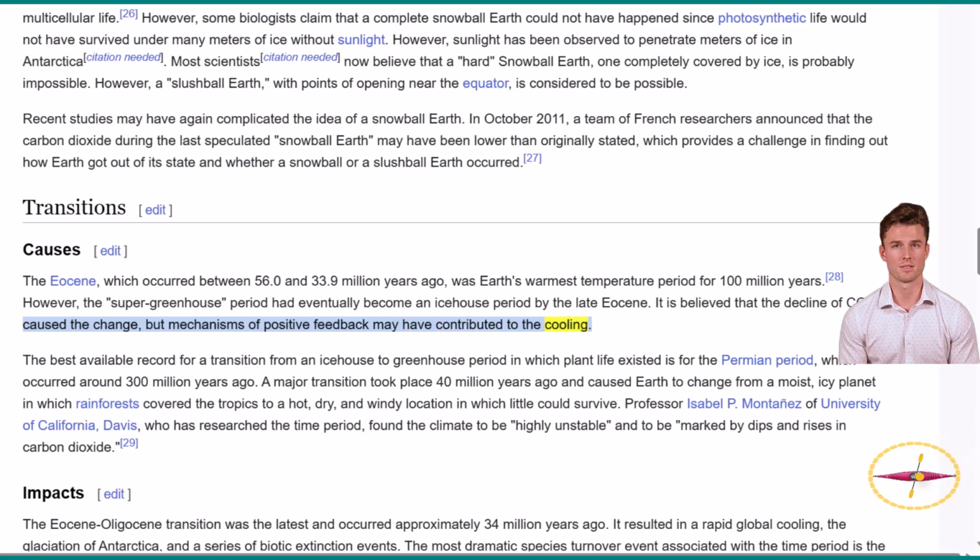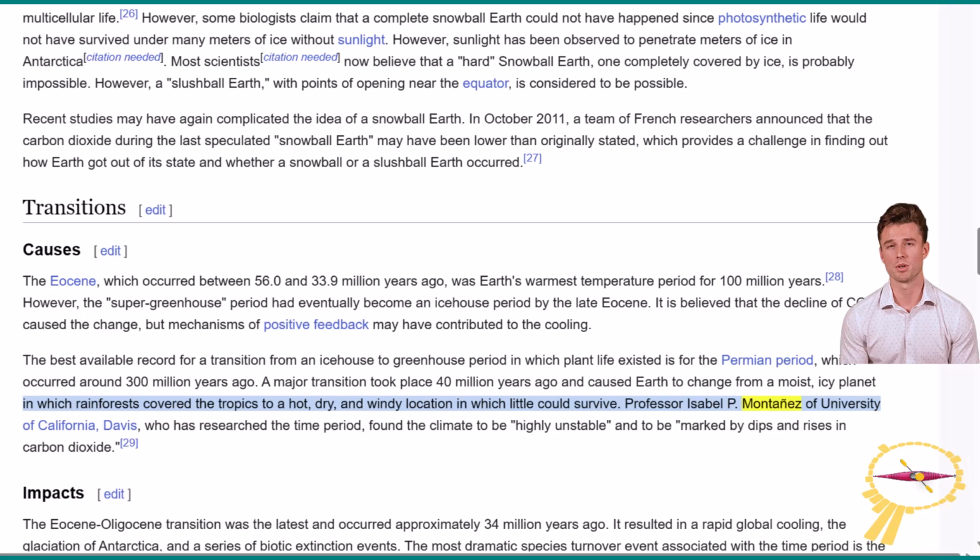The best available record for a transition from an icehouse to greenhouse period in which plant life existed is for the Permian period, which occurred around 300 million years ago. A major transition took place 40 million years ago and caused Earth to change from a moist, icy planet in which rainforests covered the tropics to a hot, dry, and windy location in which little could survive.